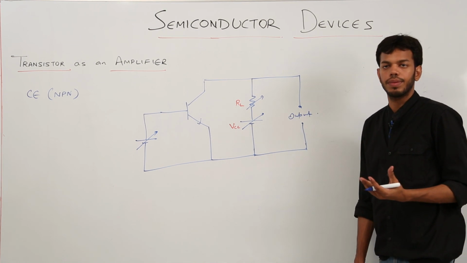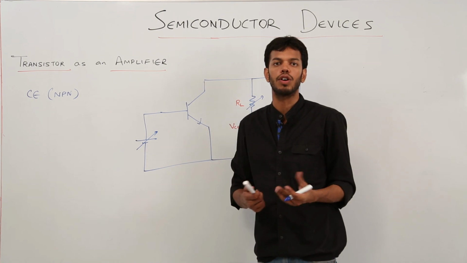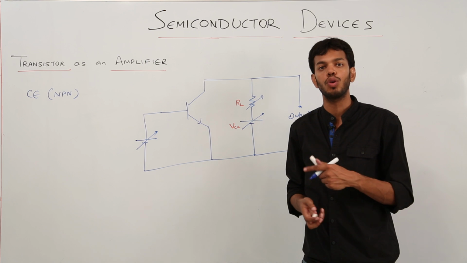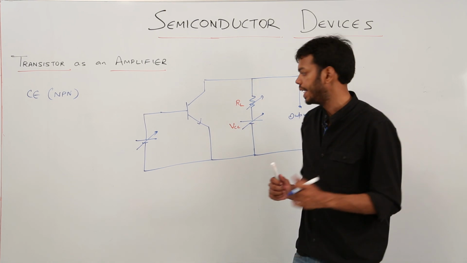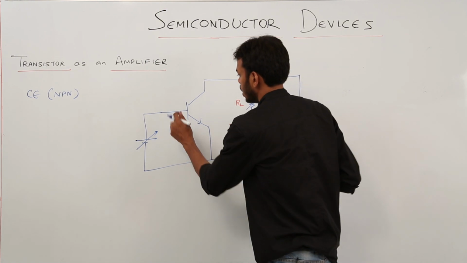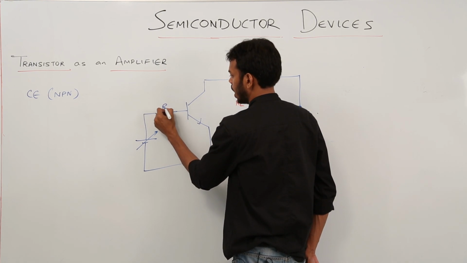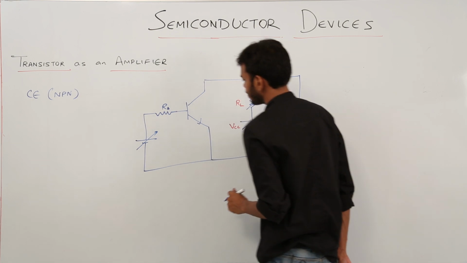Now where is the input? How does an amplifier work? What exactly is an amplifier? An amplifier is a device which increases the amplitude of the input graph or input AC, right? So where is our input AC? One thing I missed, the input resistor RB.